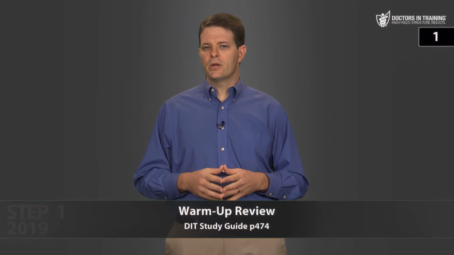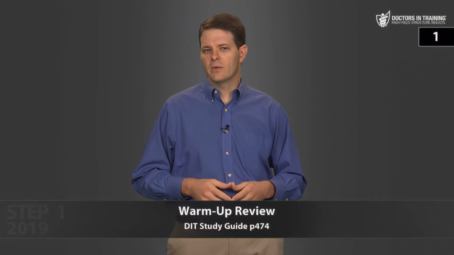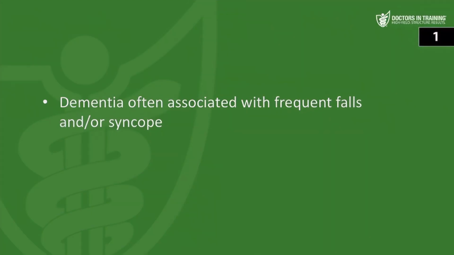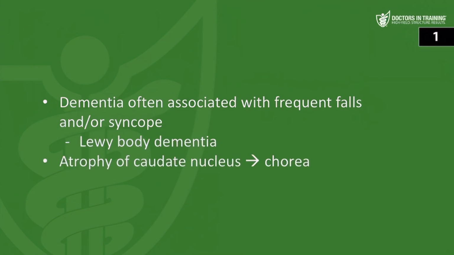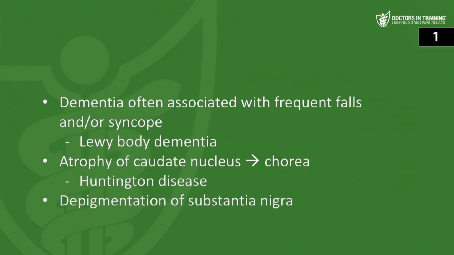Let's go over the warm-up. First question, which neurodegenerative disease is associated with each of the following statements? So dementia, often associated with frequent falls and/or syncope, should make you think about dementia with Lewy bodies. Atrophy of the caudate nucleus resulting in chorea is Huntington disease. Depigmentation of the substantia nigra is Parkinson's disease.